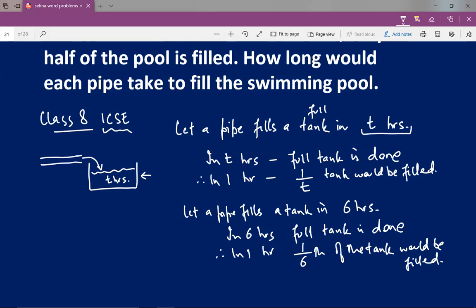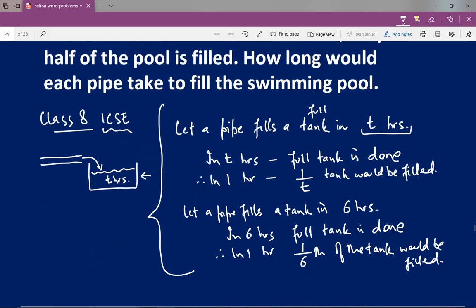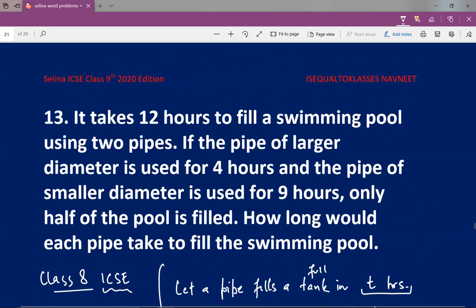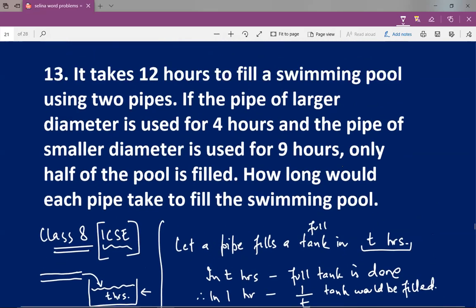Now we'll be using this logic to do this question. If you understand this logic, only then you will be able to do this question. Usually the first time the students do these tank and pipe problems is in class 8 and ICSE. I hope you would have done it there. Okay, let's start.